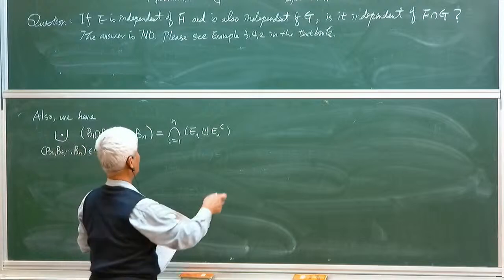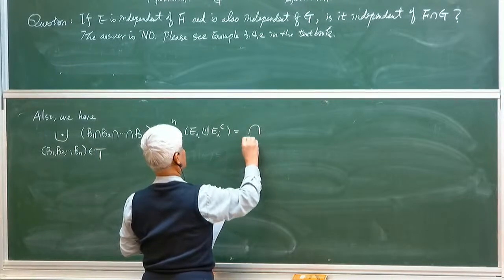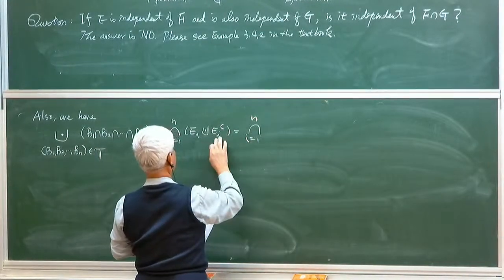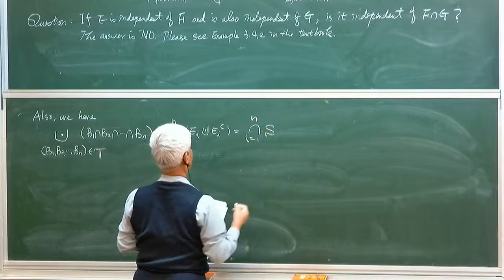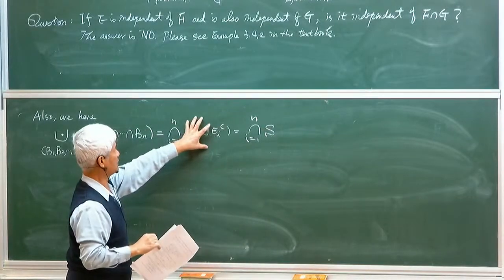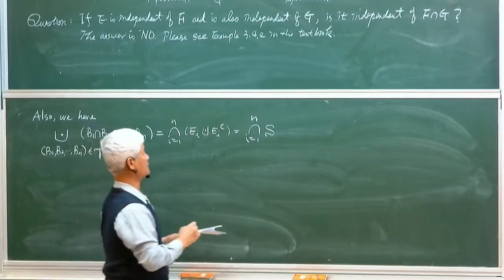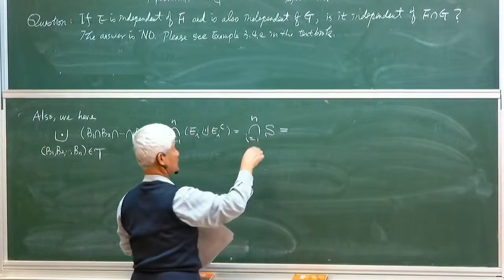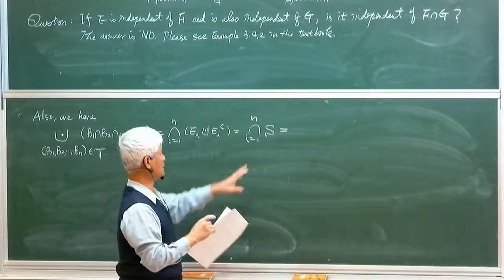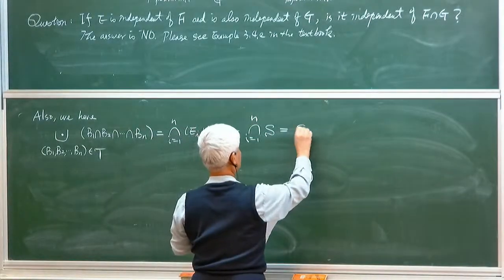But with the disjoint union here, this is X. So every union here is the total event. So you intersect X with itself n times. So this is X.